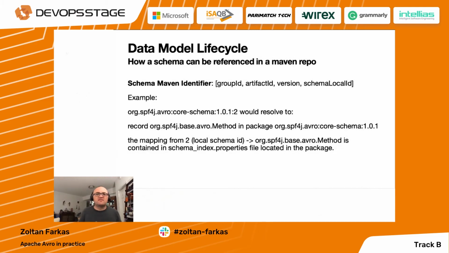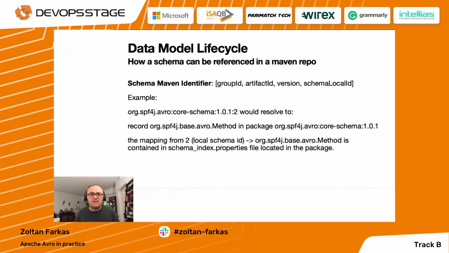We have seen how schemas can be published to Maven repositories. Now let's see how we can reference individual schemas, like, for example, the method record schema from the core schema package that we used as an example in my previous slides. We will need to create an identifier that uniquely identifies a specific version of this Avro schema. To uniquely identify a particular schema, we can use a tuple containing the Maven group ID, the artifact ID, the version, and an identifier that uniquely identifies the schema within the module.